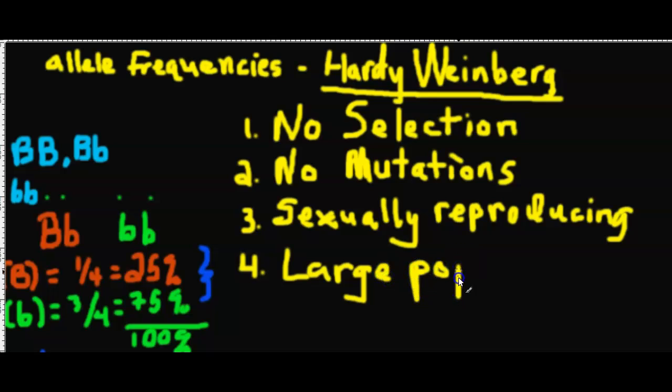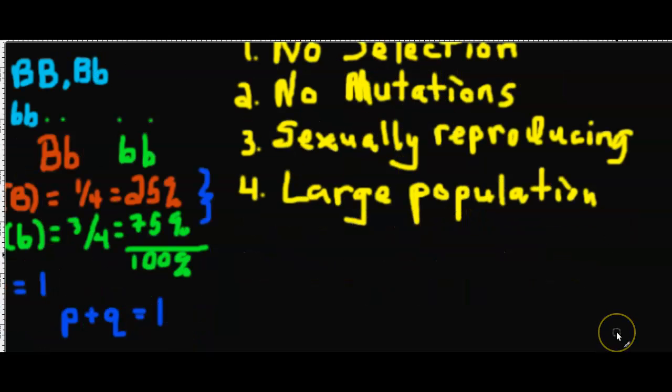So again, we will go through more of these assumptions that we have to make. Large population. So these are some things that are going to help us keep our allele frequencies stable. If you had a small population, it'd be really easy to change the frequencies, like what if they're all brown, or what if they're all green.